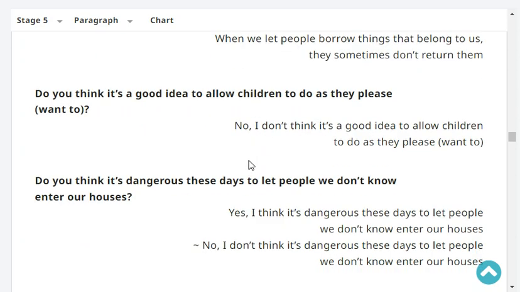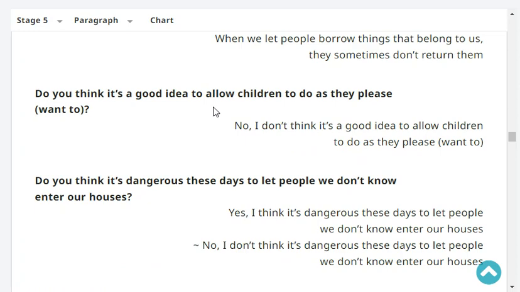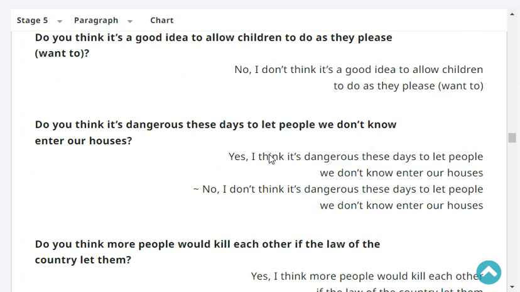Do you think it's a good idea to allow children to do as they please? No, I don't think it's a good idea to allow children to do as they please. But do you think it's dangerous these days to let people we don't know enter our houses? Yes, I think it's dangerous these days to let people we don't know enter our houses.